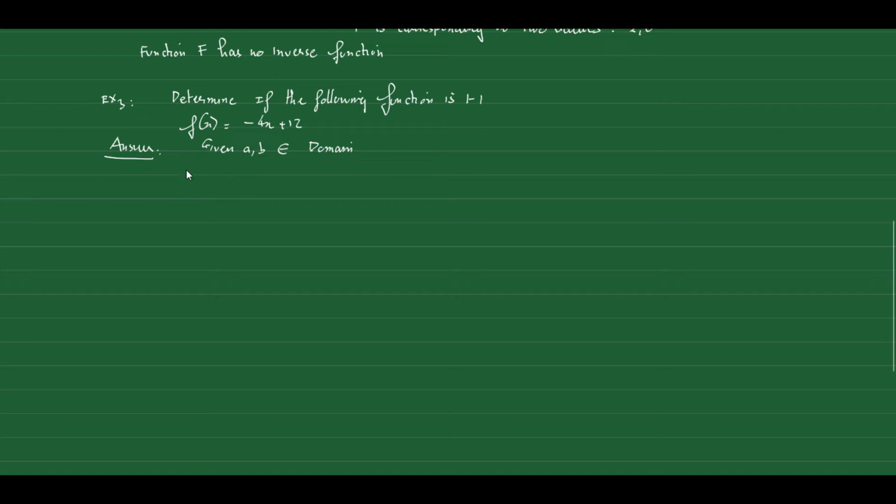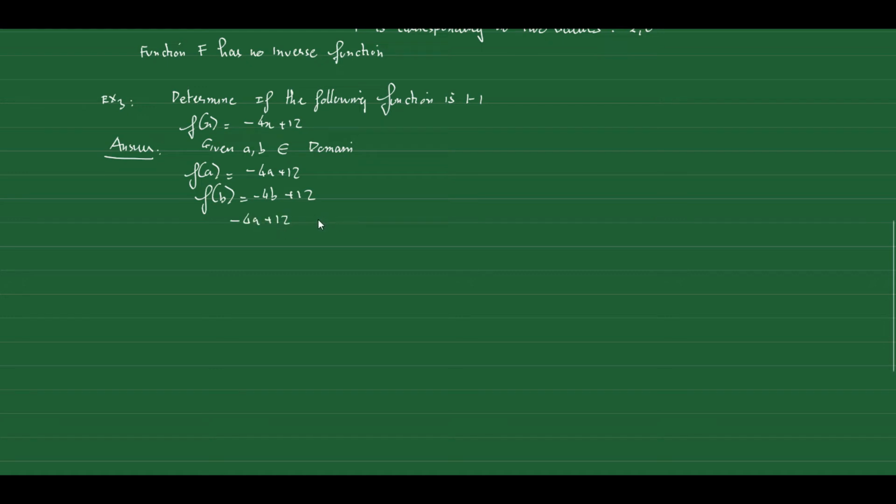Now let's check f of a. F of a, we plug it in. F of b, we plug it in. Now, if a is different from b, do you think this is different from this? Negative 4a plus 12.